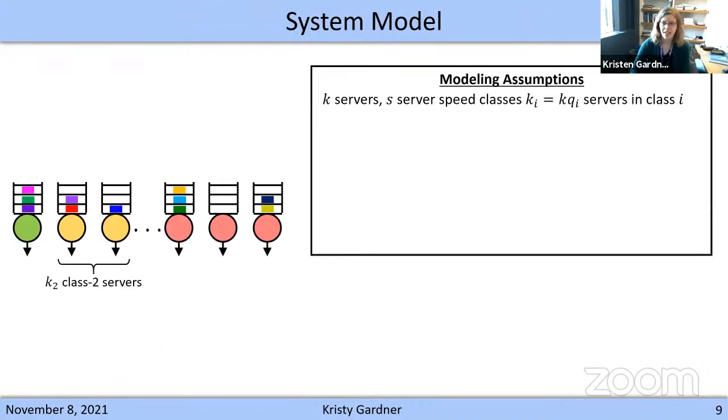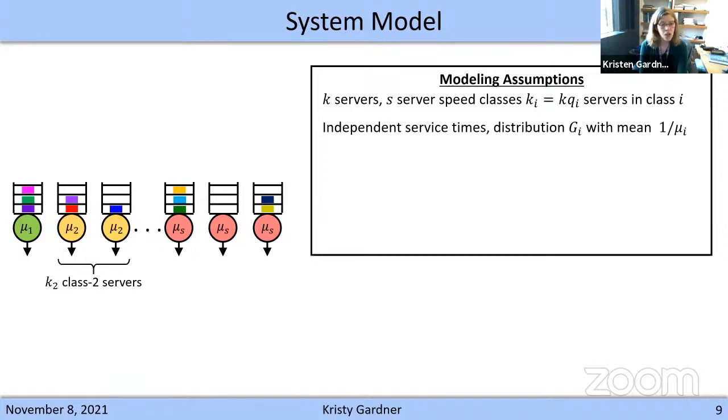So we're going to make some modeling assumptions. We're going to think about systems with K servers and S server speed classes. So in my little example here, I have 3 server speed classes. I have K_i servers in each class i. Our service times are going to be independent, and they're going to follow some general distribution G_i with mean 1/mu_i.